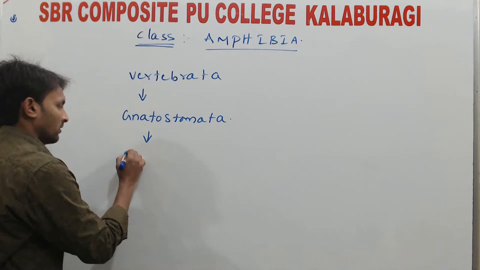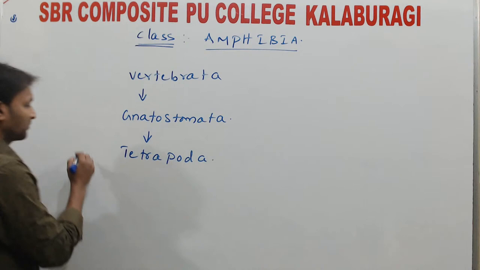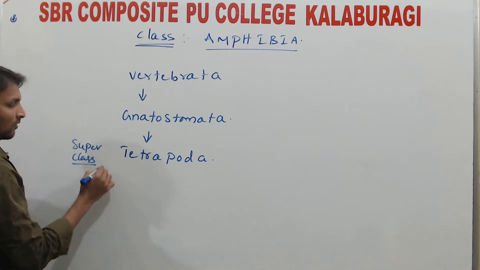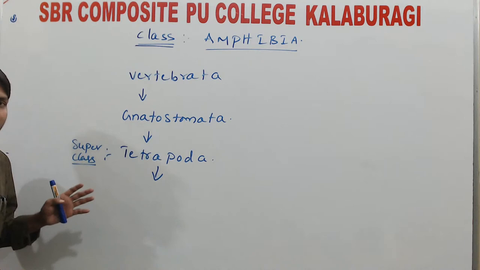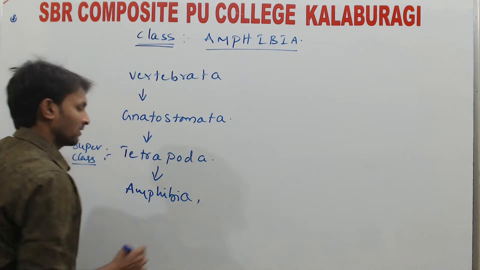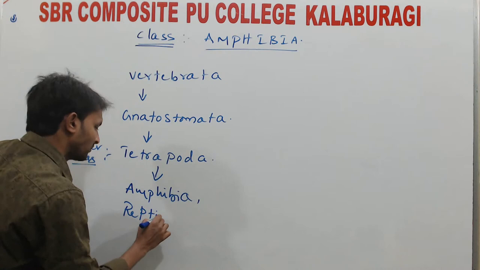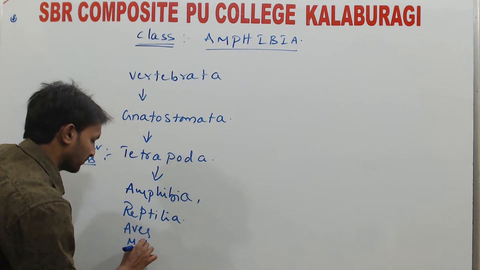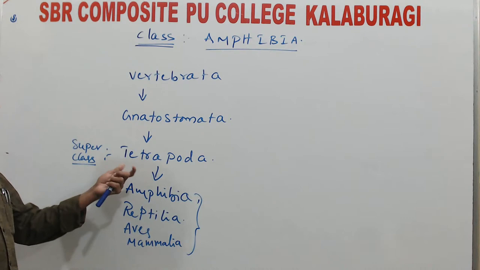So in Tetrapoda, the superclass Tetrapoda, we are having four classes. Whatever classes we are discussing, these are all living classes only. In that, the first one is Amphibia. Once again, just reminding you the classification: Reptilia, Aves, and Mammalia. So the four classes are under superclass Tetrapoda.